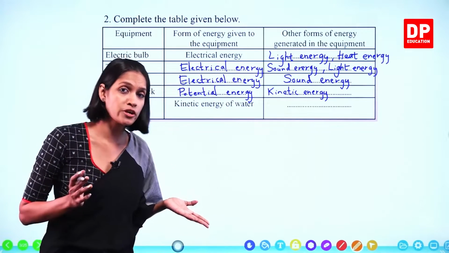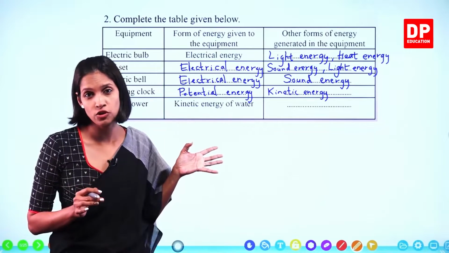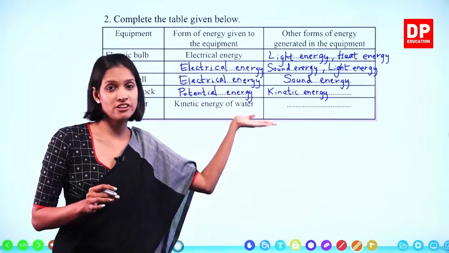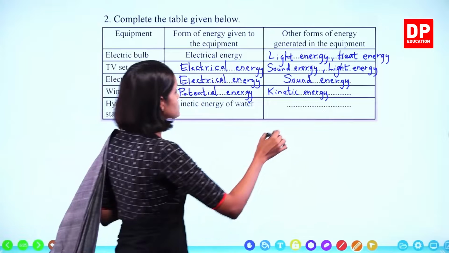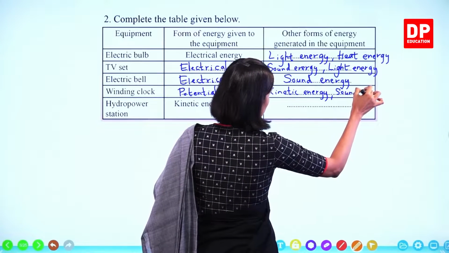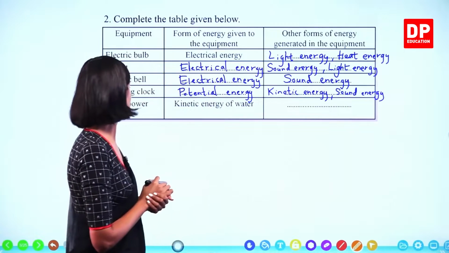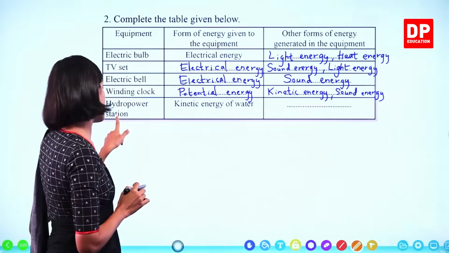Sound energy is also produced because you all know that there's a ticking sound to the wind-in clock. So we can write that also, okay? Sound energy. Right, the last one, hydropower station.